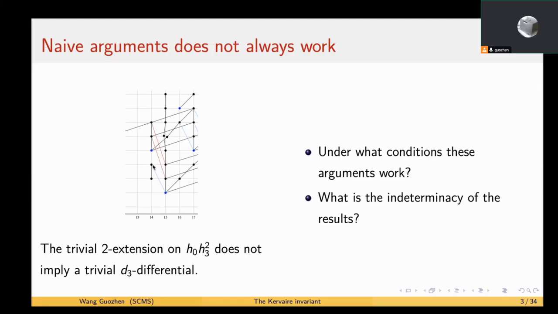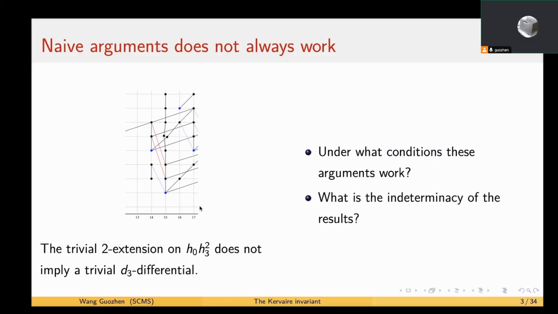So can we argue that because we have this d2 differential and this black dot has a non-trivial 2 extension to this dot, and this black dot has a trivial 2 extension, can we conclude that that dot, which is h0 h4, supports a trivial d3 and d4 differential? That is not the case. So our naive argument fails in that particular case.